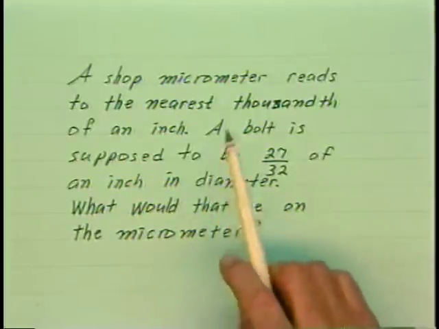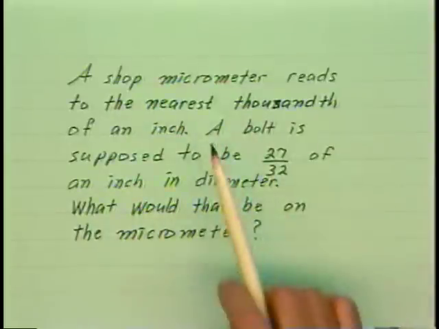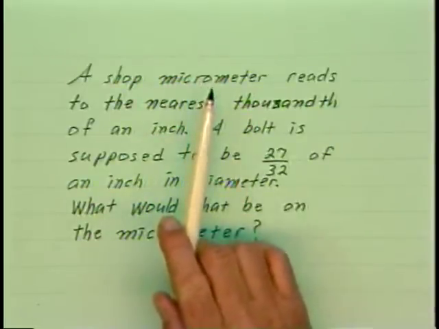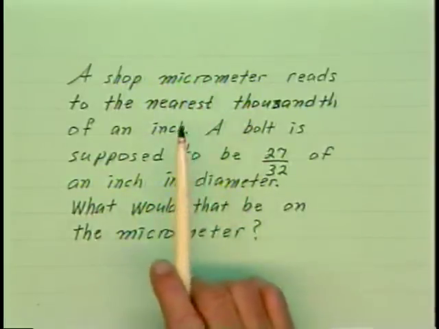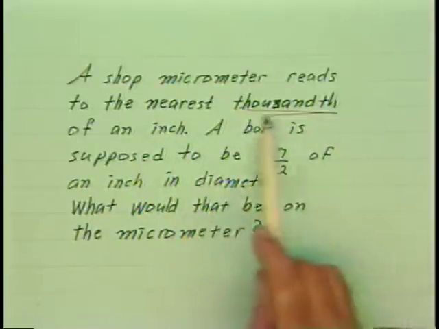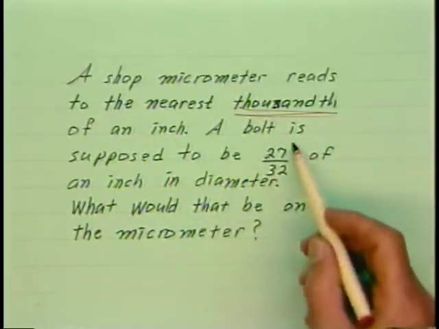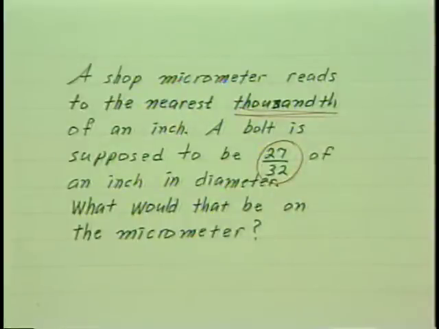Let's play with a couple of problems where this kind of skill is really very necessary. Consider this one. A shop micrometer reads to the nearest thousandth of an inch. A bolt is supposed to be 27/32 of an inch in diameter. What would be the reading on the micrometer?